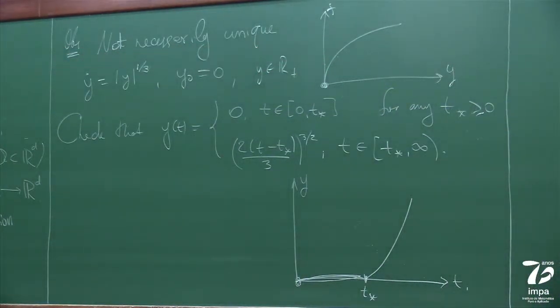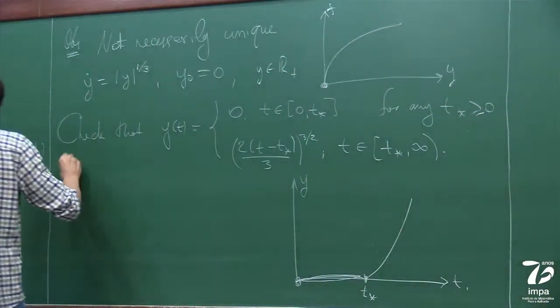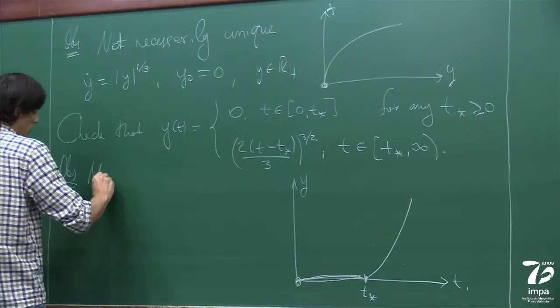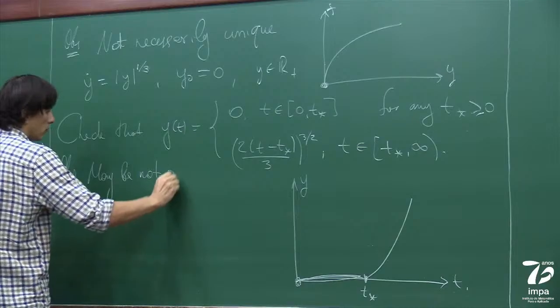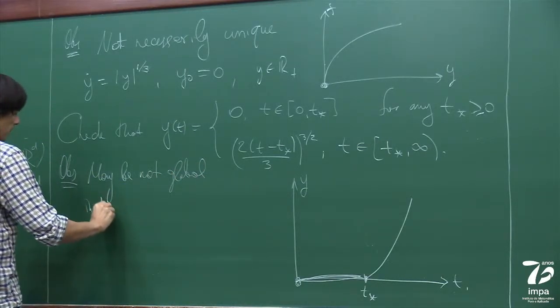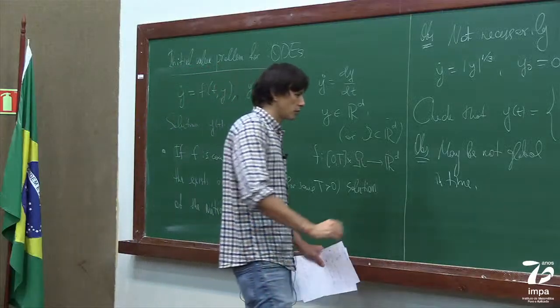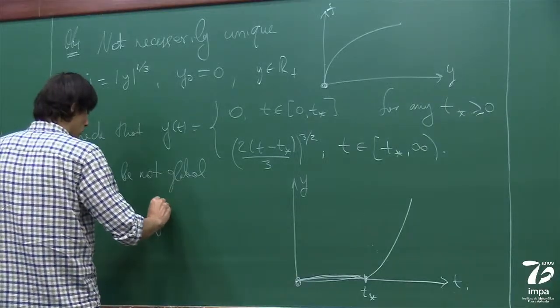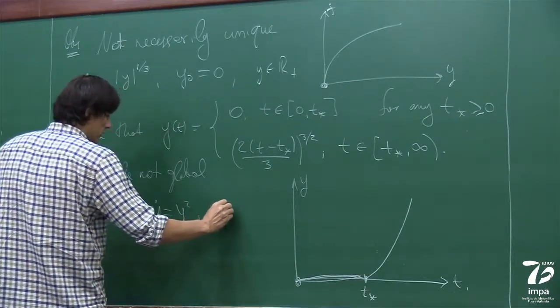Okay. Another thing is that the solution may also not be global in time. So for not global in time, we can give an example which is completely regular: y dot equals y squared. Let's start from 1.